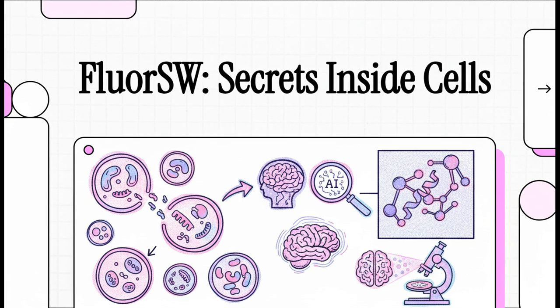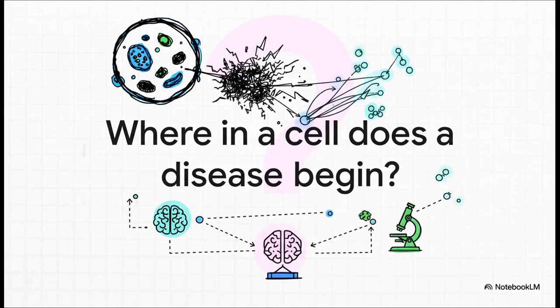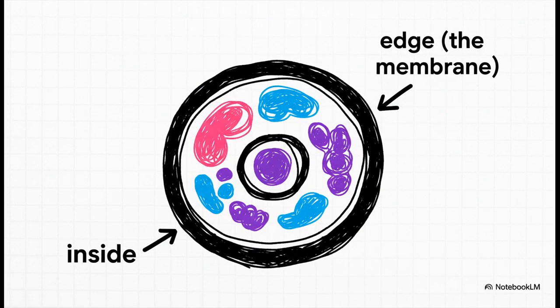Let's jump right in. So, to really get what we're about to talk about, we need to start with a huge question that drives so much medical research. When a disease kicks off or a new drug starts to work, where exactly inside a single cell is the action happening? Well, it usually boils down to one of two places, right on the cell's outer edge, its membrane, or deep down in its interior. And knowing the difference is absolutely critical because a protein's location is everything. It determines whether it's doing its job or causing a lot of trouble.